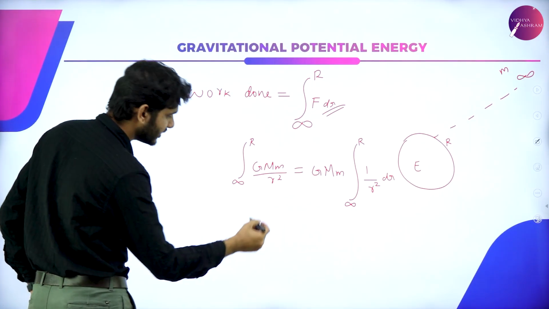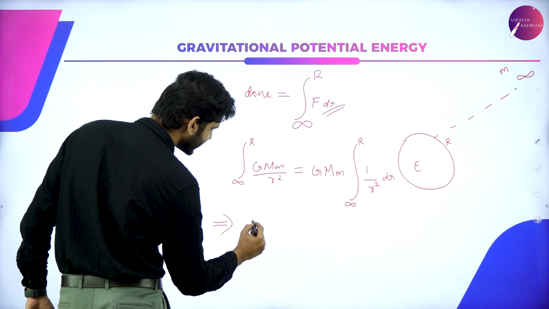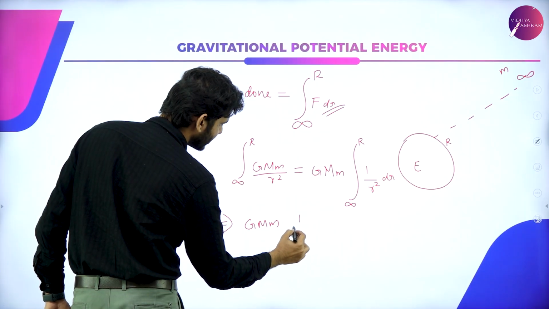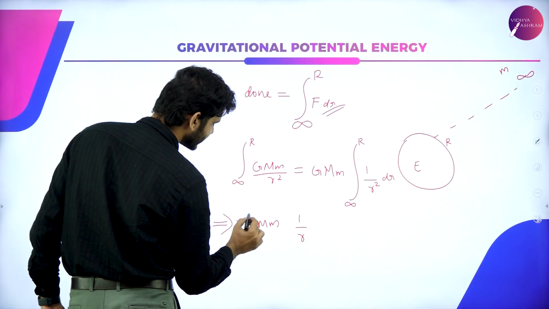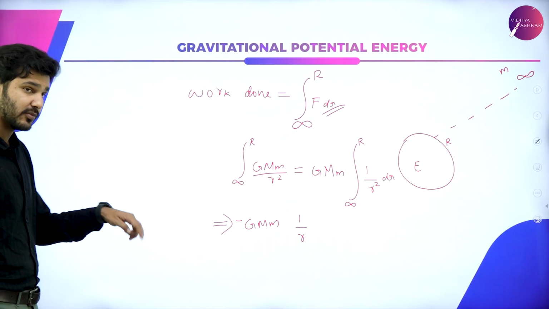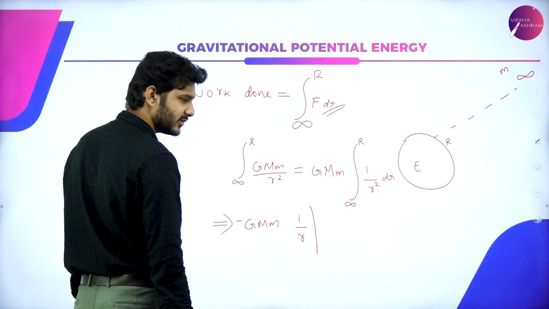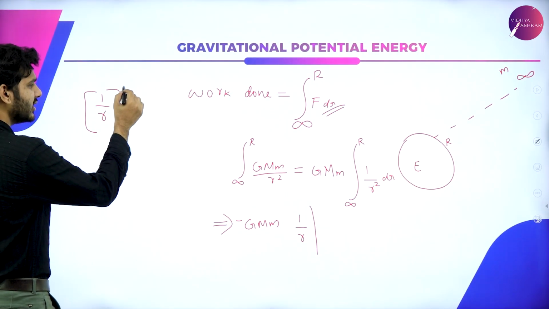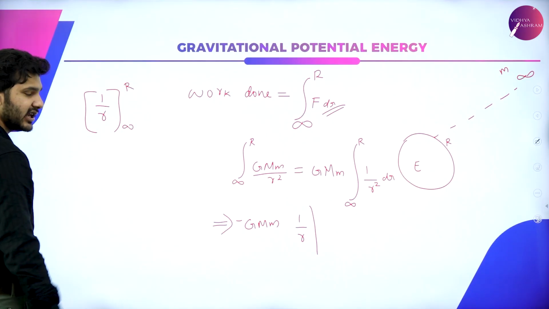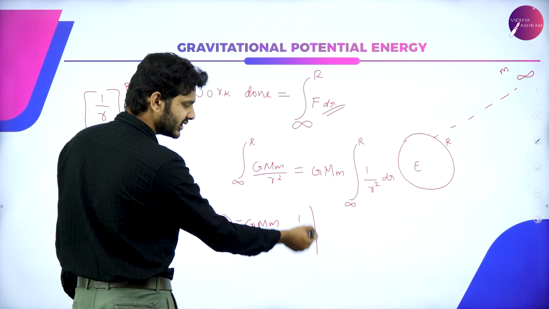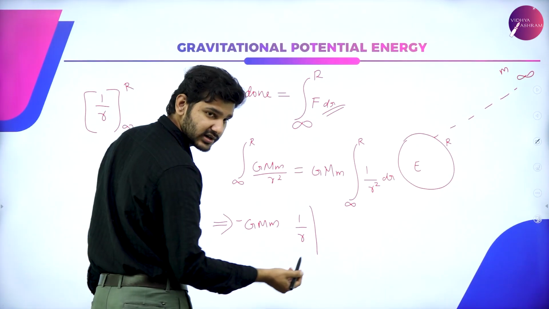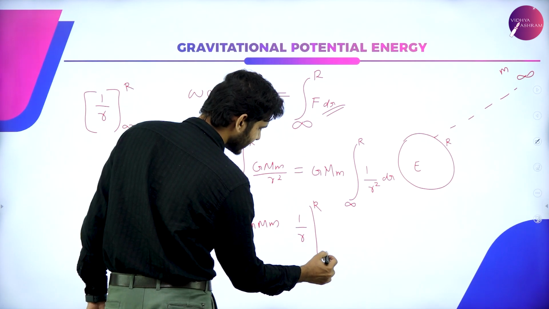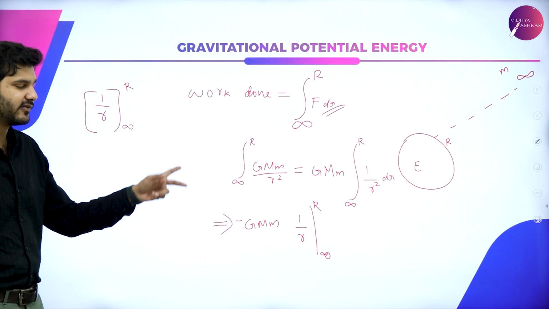So upon integrating, we will get the final result as GMm into 1 by r. There is a minus sign, I'm going to put it here. So minus GMm into 1 by r. You can put the limits in the bracket actually, 1 by r with upper limit r and lower limit infinity. But you can also put the limits like this, both are fine. Whichever one is comfortable for you, you can go for that. So the upper limit is r, the lower limit is infinity. So from the limits infinity to r.